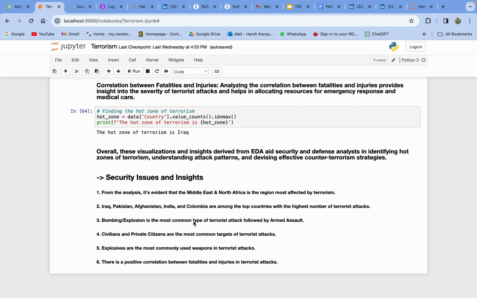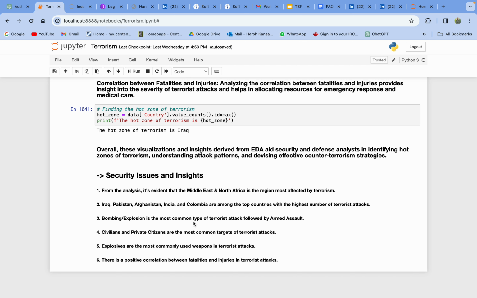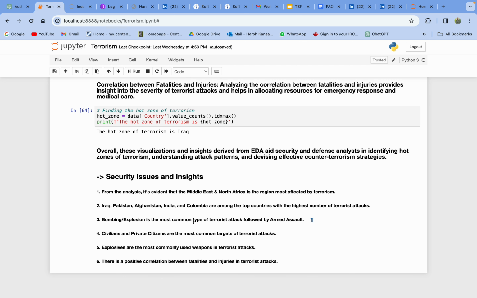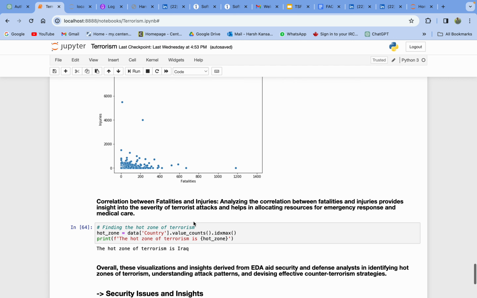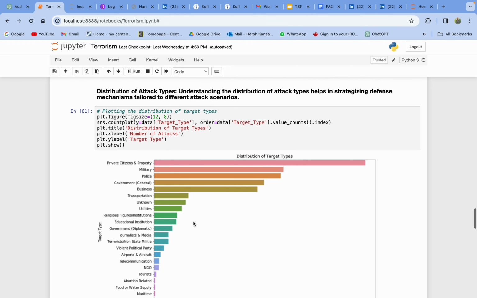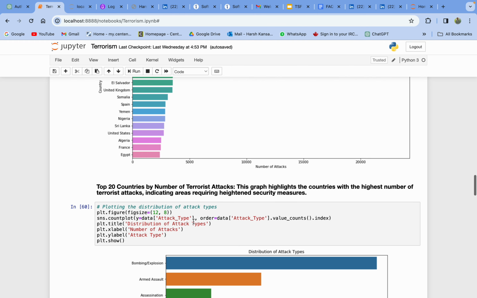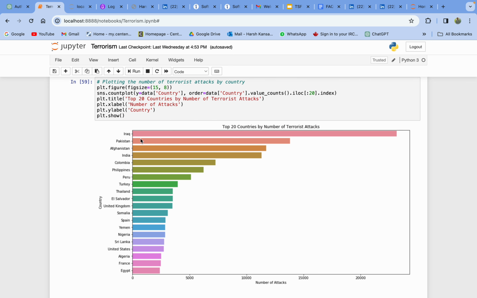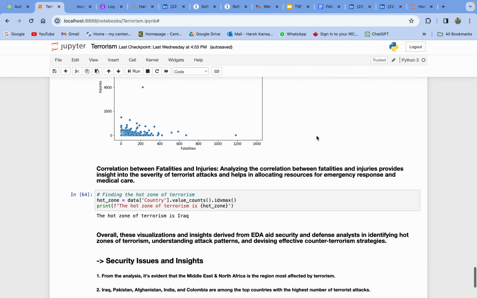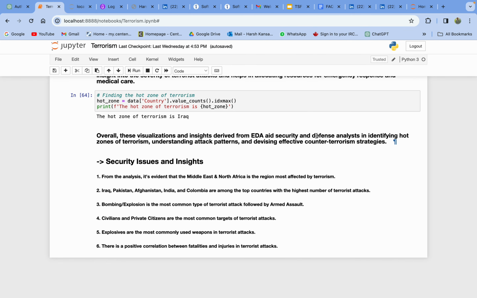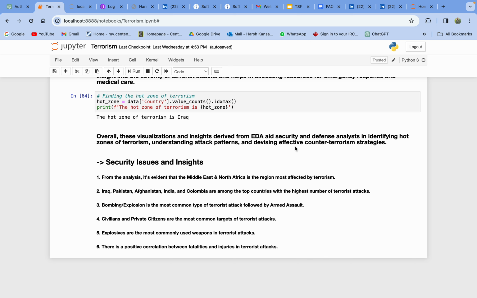Further, if we look here, we have filtered the hot zone of terrorism, that is Iraq here, and that is the result of all these graphs and some research. We already saw that Iraq was one of the top 20 countries by number of terrorist attacks here. And here are some of the conclusions and security insights from this overall visualization.